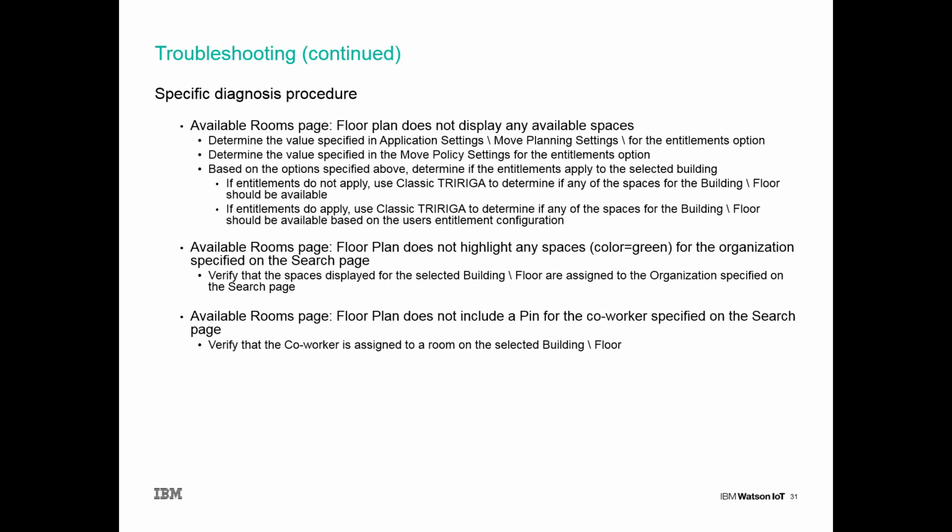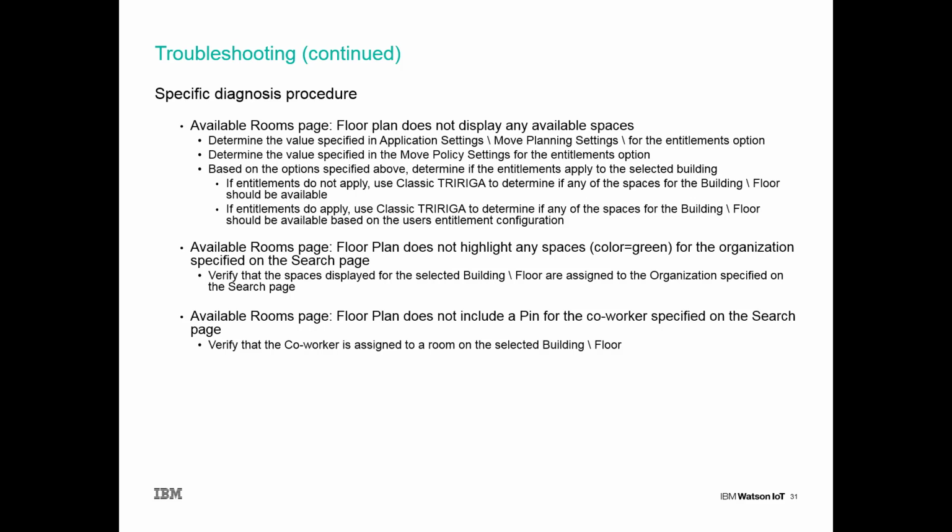Another potential problem you may see on the floor plan is that the floor plan doesn't highlight any spaces with the color green, basically representing the organization that you specified on the search page. For that, you'll have to take a look at the building and floor and determine which organization is assigned to, actually look at the spaces associated with the building and floor and determine which organization those spaces are assigned to, to verify that the display is actually correct if you think it's not.